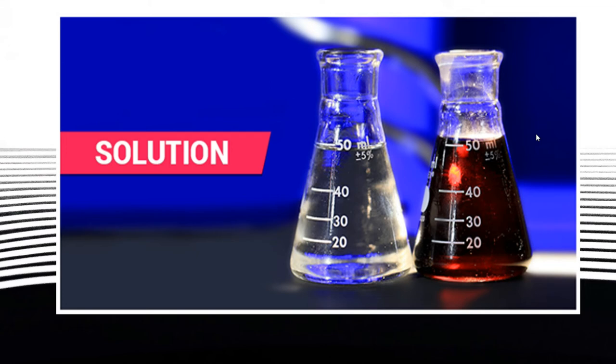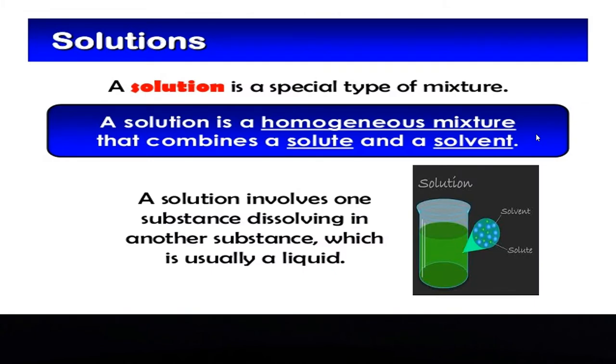So now let's talk about a solution. The solution is a teammate to mixture. A solution is simply a special type of mixture. A solution is a homogeneous mixture, remember, homogeneous means same, that combines a solute and a solvent. Now, you already know what a solute and a solvent are. Remind yourself, tell your puppy, your kitten, whoever happens to be beside you, what is the universal solvent?